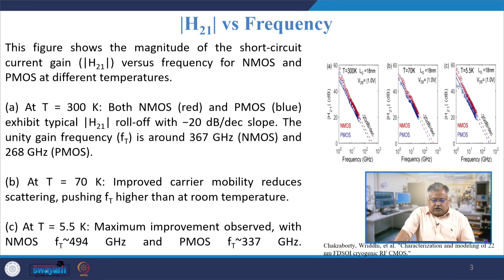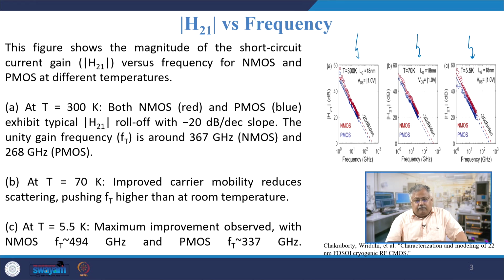Now, let us find out H21 versus frequency. H21 is basically my short circuit current gain, NMOS and PMOS circuitry. On the right hand side, if you see, this is for various temperature, this is for 300 Kelvin, this is for 70 and this is for 5.5. The gate length is kept the same and the value of VDS is kept to be 1 volt. So, that is also kept same to a larger extent, and what we are doing is varying the value of H21 with respect to frequency, and we are extrapolating with a minus 20 dB per decade attenuation in the value of H21.